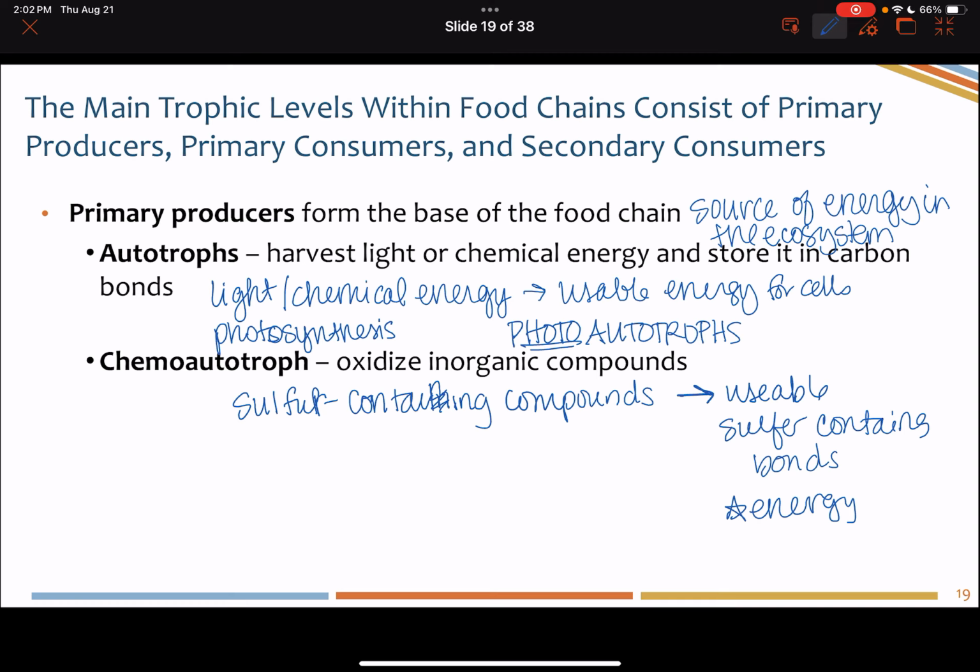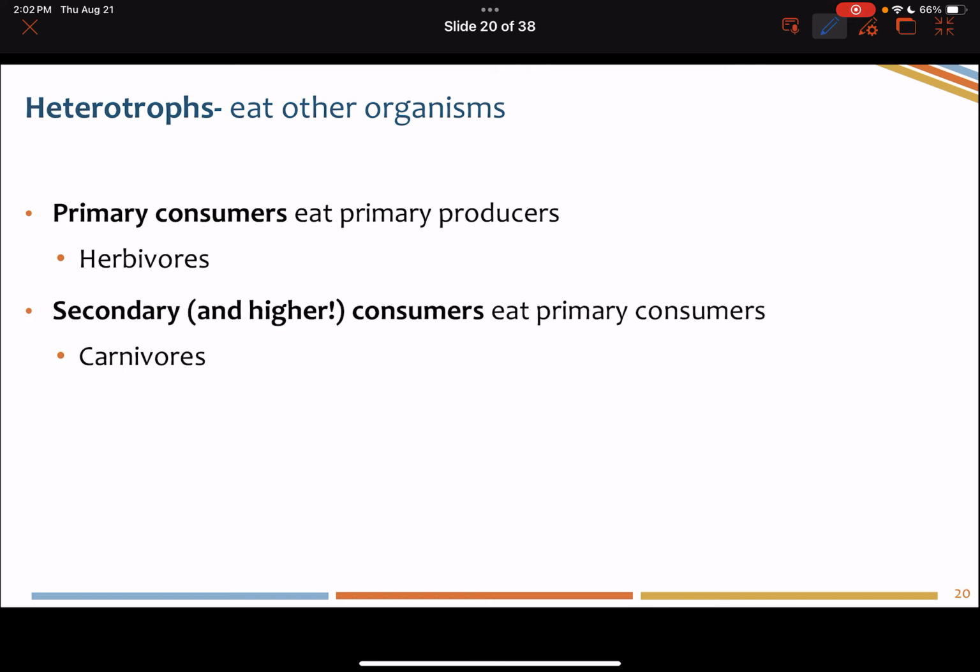energy. We're going to continue to focus on our photoautotrophs for this course, but keep in mind there's some organisms, some bacteria that can take inorganic molecules and convert them into energy storing organic molecules. Then, of course, we've got our heterotrophs. These are organisms that have to acquire their energy by eating other organisms. So they cannot produce their own energy from inorganic sources. They have to rely on other plants or bacteria in order to do that.